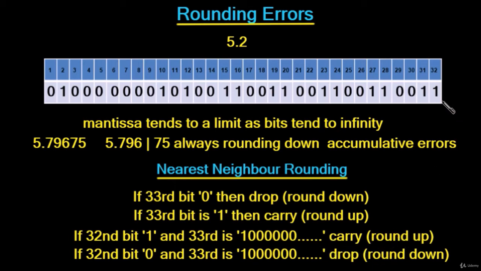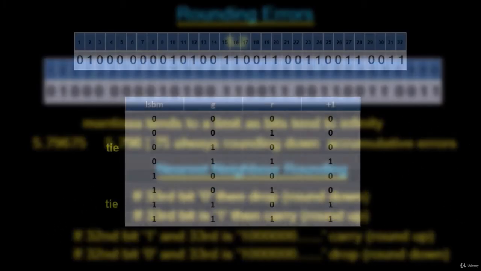So in effect we take the last bit and we carry it in, and we let the carry ripple through. If the 32nd bit is a 0, and the 33rd bit again is a 1 with all zeros after it, then we just drop off everything after. So in effect we're just rounding down. So we use these three possibilities in order to ensure that we don't create accumulative errors. Now there's more ways of doing this in the IEEE standard.